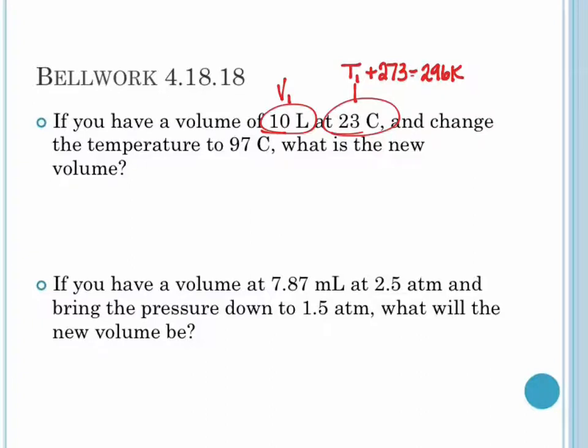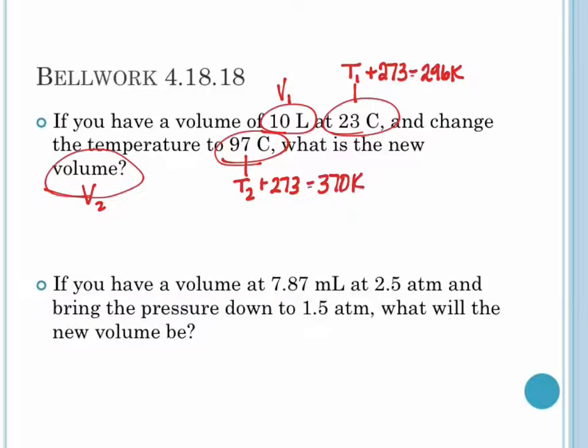We change the temperature to 97. So that's going to be a T2 plus 273 gives me 370. And what is the new volume? So that's my V2. So I have T's and V's. So I go and I look at my equations and I see which one has T's and V's only. And that would be Charles.